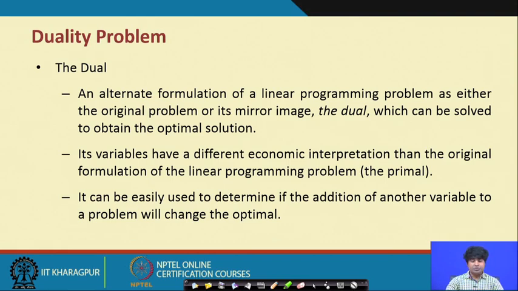It can be easily used to determine if the addition of another variable to a problem will change the optimal structure. So, if the primal has a solution, then the dual can also have solutions, but it will give you another kind of structure or flexibility through which we can get the optimality, and then we can address the business problem as per the particular requirement.